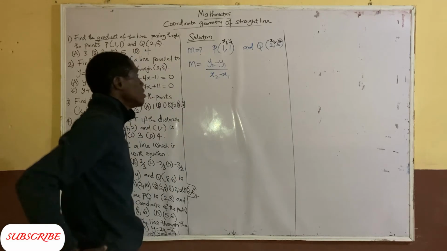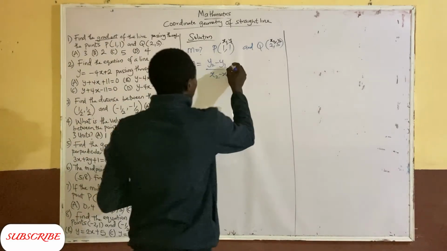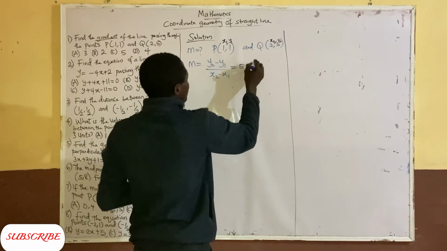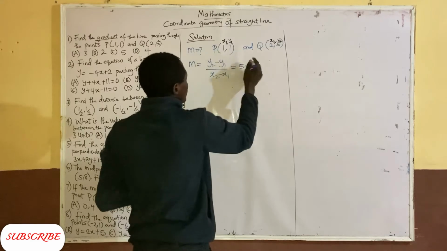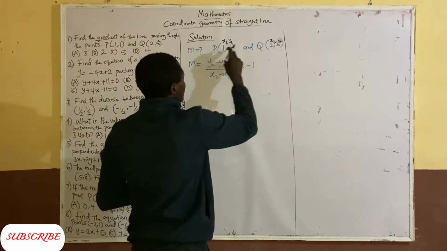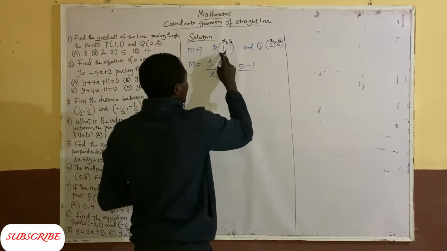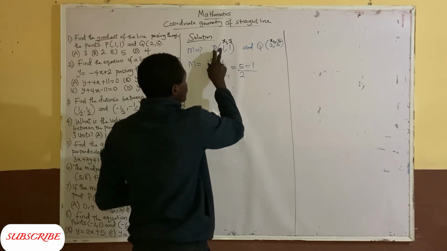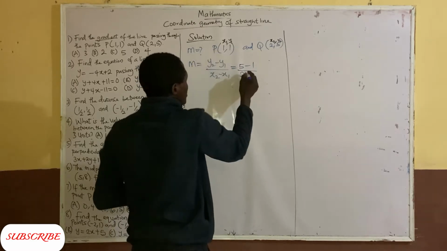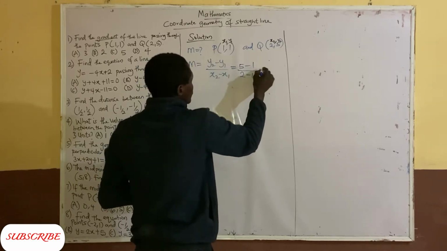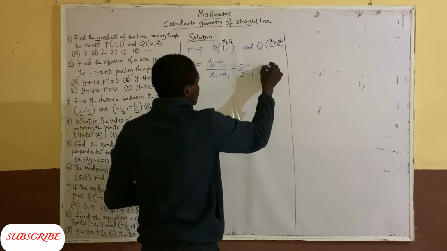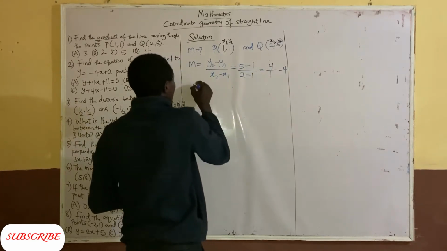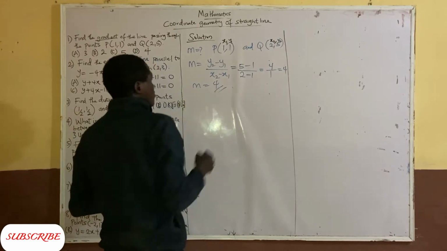So substituting the values now, we have our gradient to be: your Y2 is 5 minus your Y1, which is 1, so 5 minus 1, over your X2 here which is 2, and your X1 here which is 1. So 2 minus 1. 5 minus 1 is 4, over 1. So the answer here is 4. Your M here is equal to 4. So that's the final answer.